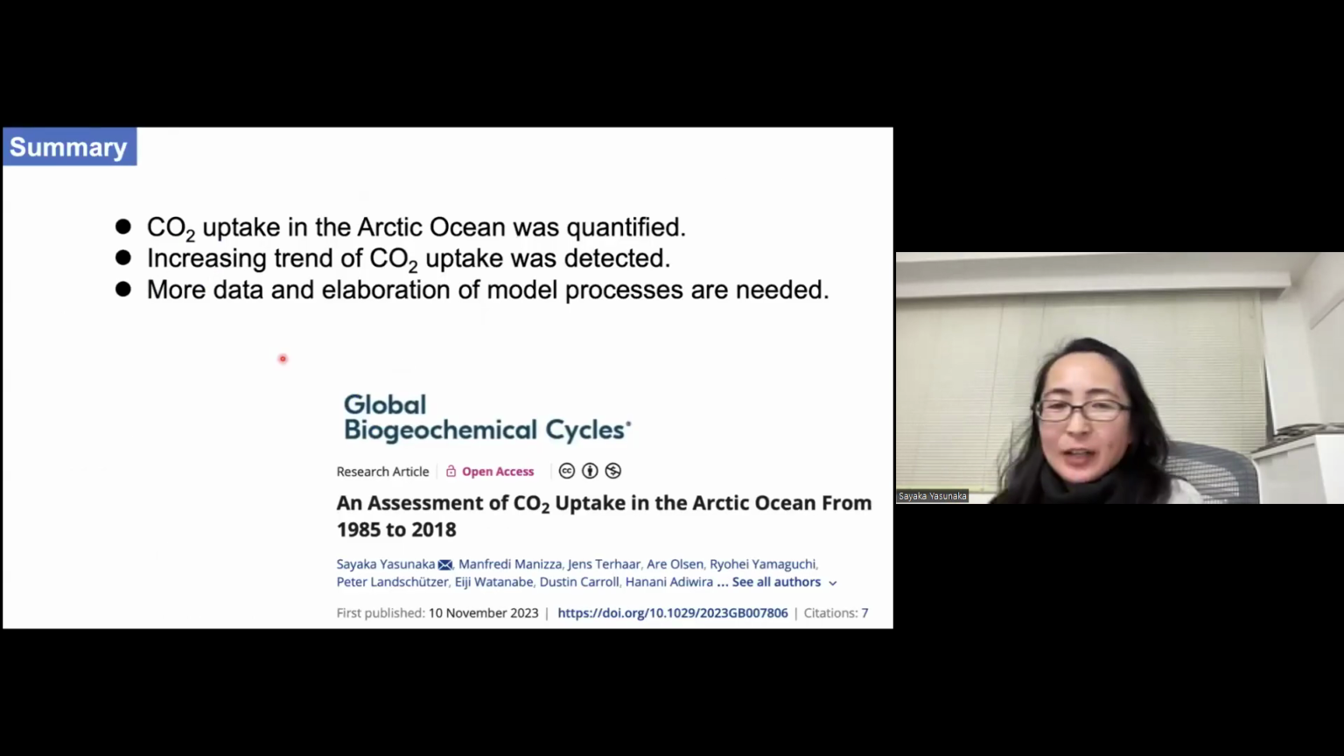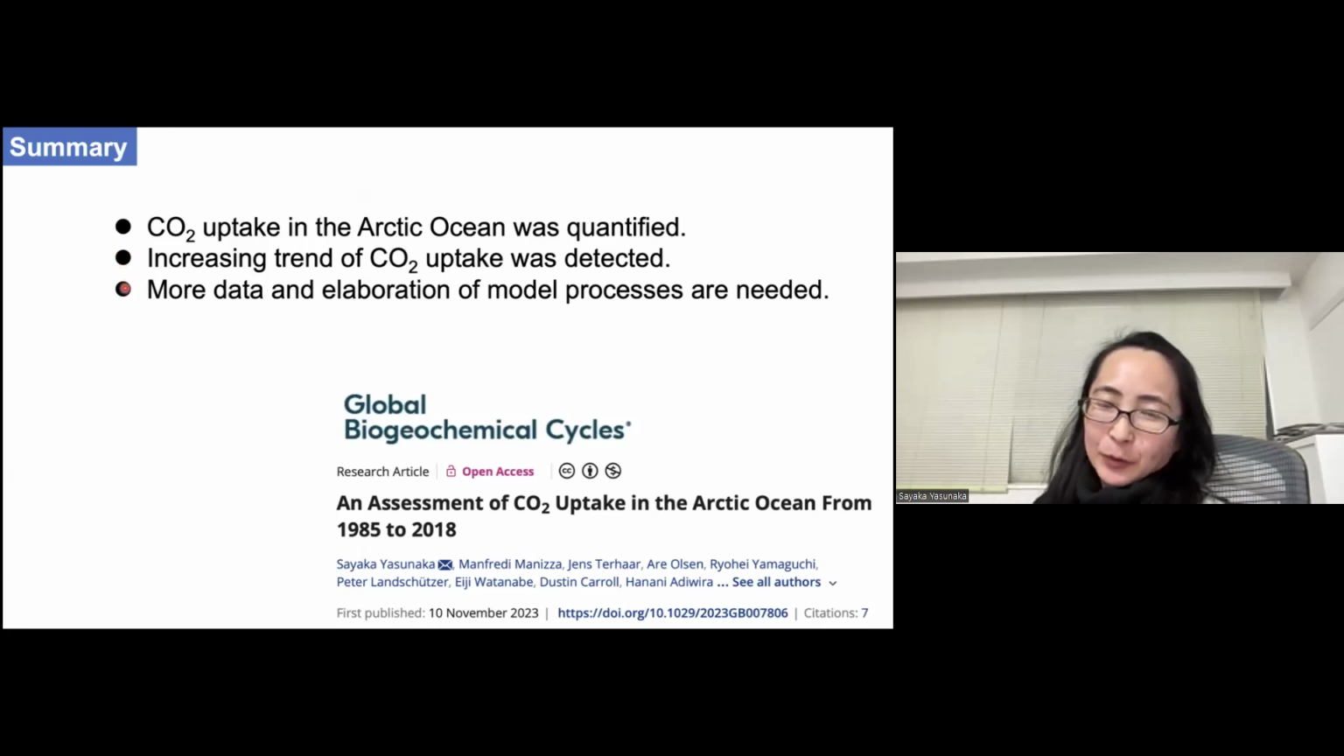Right. So I want to summarize my presentation. CO2 uptake in the Arctic Ocean was quantified in the RECAP2 assessment, and an increasing trend of CO2 uptake was detected. But more data and, of course, elaboration of model processes are needed. These results are shown in the RECAP special issue paper. So if you are interested, please visit our paper. Thank you, that's all.